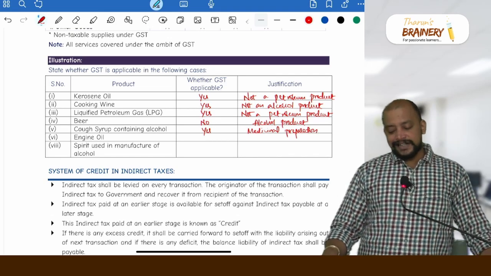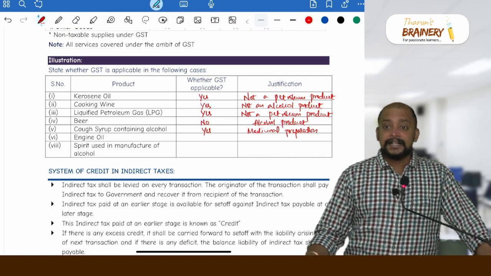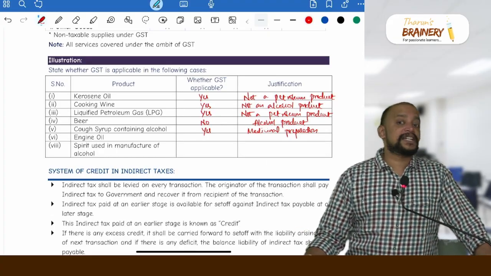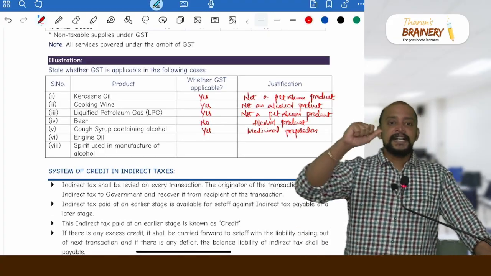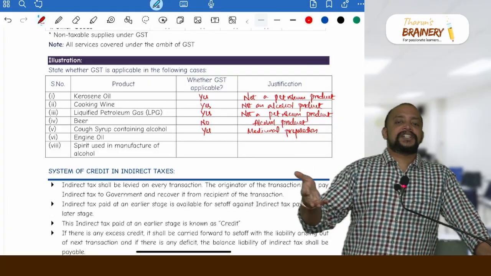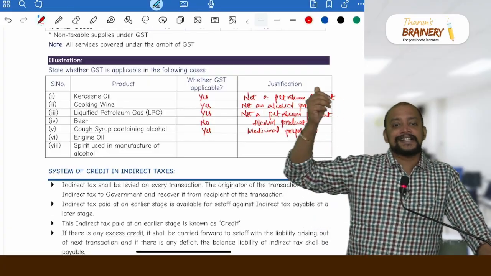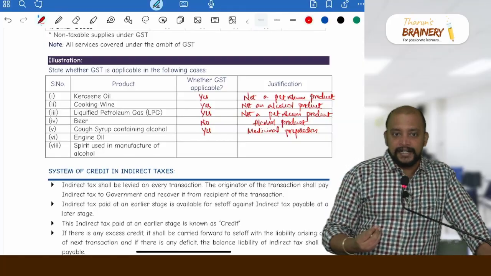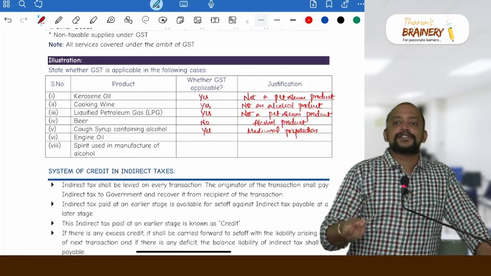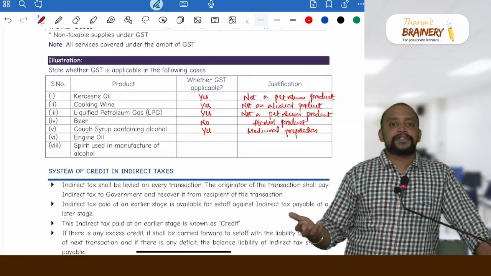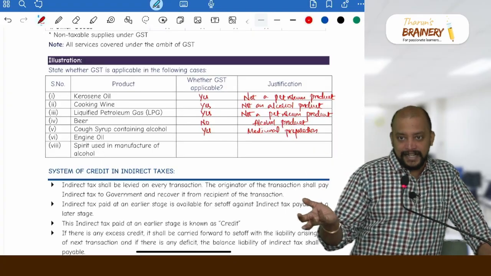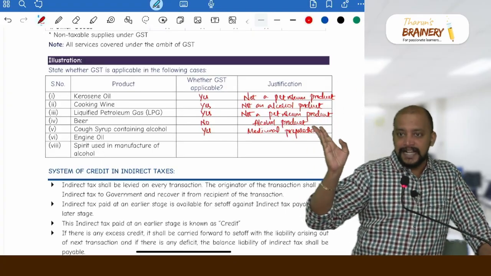Sir, whether GST is there on medicines also? Yes, GST is there on medicines as well. We have to pay GST on medicines as well. However, if the medicines are sold to inpatients, we have some exemption that we will learn in the exemptions chapter. Usually for patients admitted in the hospital, if medicines are sold, it is exempted. For outpatients who go there for consulting, if medicines are sold, it will be taxable. But that aspect we will learn in the exemptions chapter.